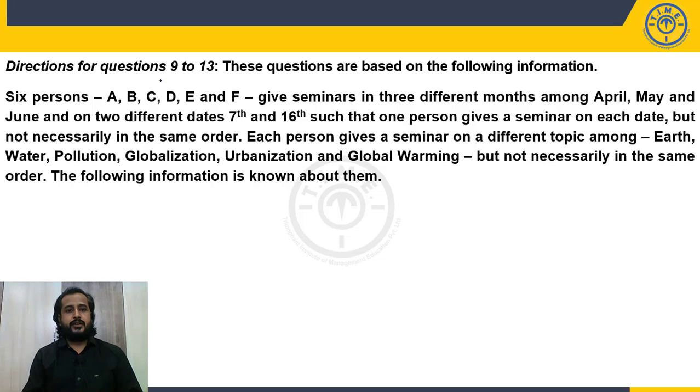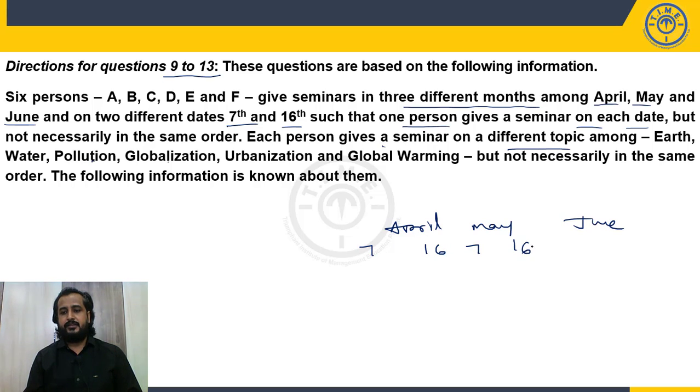Come to the question number 9 to 13. 6 persons A, B, C, D, E and F give 5 seminars in 3 different months among April, May and June on 2 different dates, 7th and 16th, such that one person gives seminars on each date, but not necessarily in the same order. Each person gives a seminar on a different topic among earth, pollution, globalization, urbanization, global warming, but not necessarily in the same order. You know the basic structure of this. What is the basic structure? We'll be freezing the months April, May, June, and also the dates 7th and 16th. So this is my basic structure.